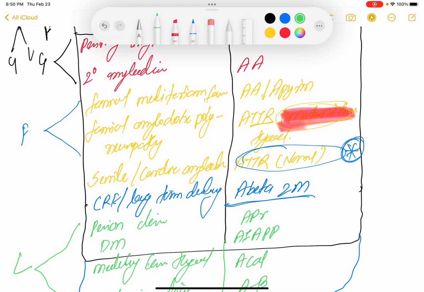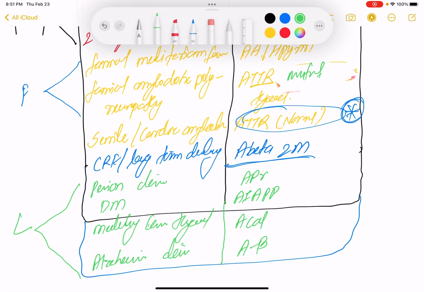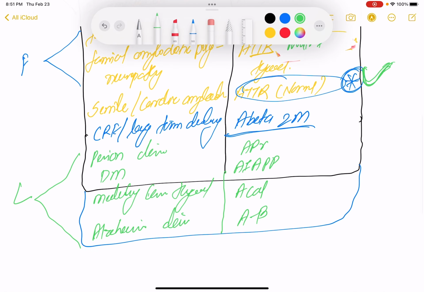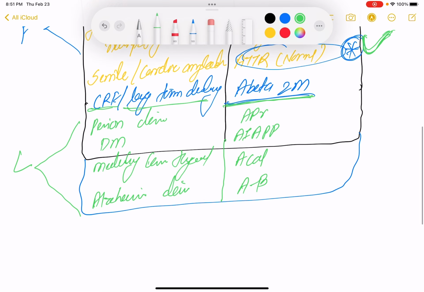And in familial amyloidotic polyneuropathy, there is accumulation of ATTR, but it is mutant transthyretin. After that, there is senile cardiac amyloidosis, in which there is accumulation of ATTR but normal, not mutant. So it is very important. And then we have chronic renal failure and long-term dialysis, with accumulation of A beta 2M. Then we have prion disease, with accumulation of APR.